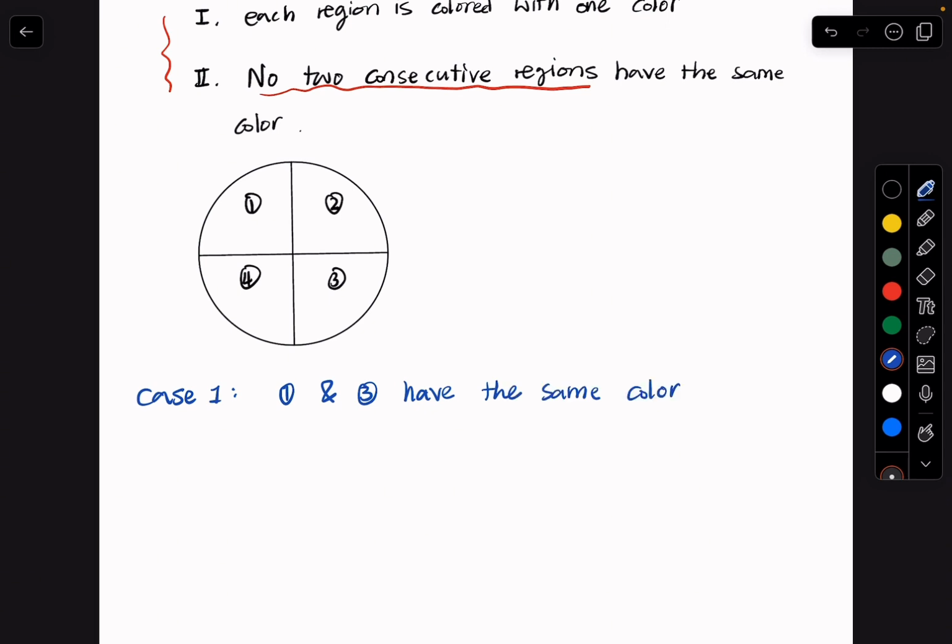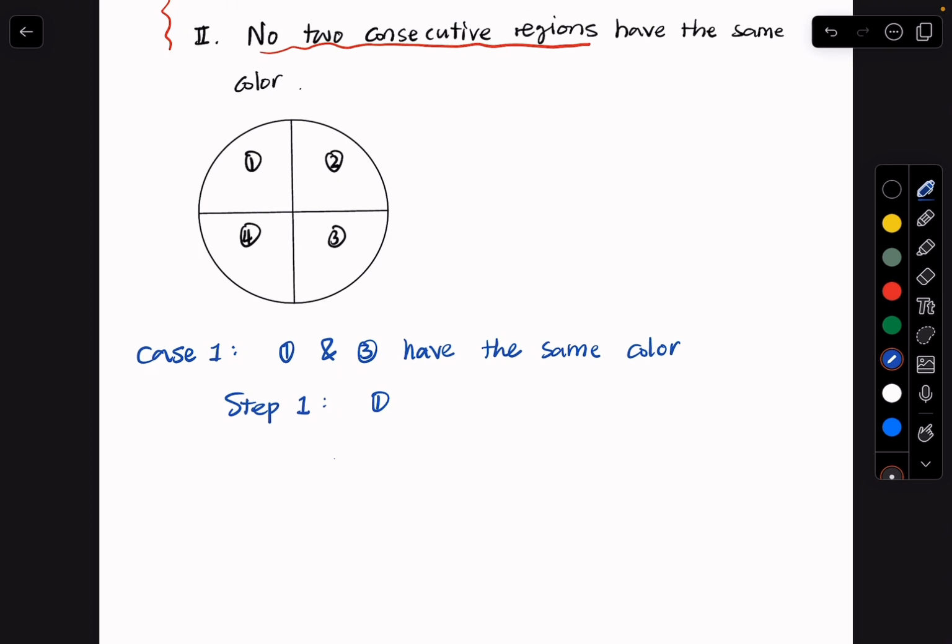Okay, so now the question is actually exactly the same, except I have an extra piece of information, which is 1 and 3 have the same color. So we find that we can just use exactly the same way as what we did when we were trying the multiplication principle. So in my step 1, I'm gonna choose the color for the first region. Of course, I have red, blue, and what else? A yellow? 3 ways, right?